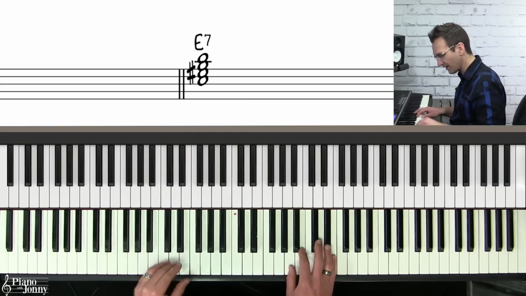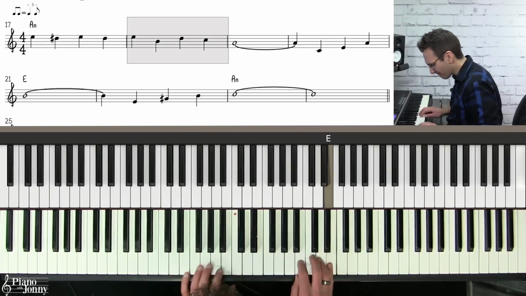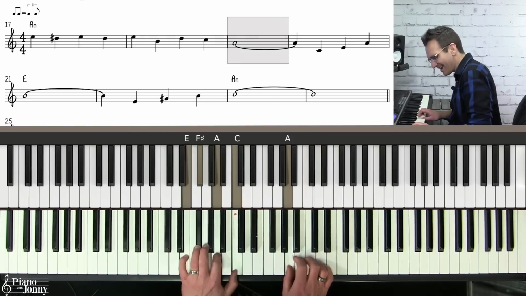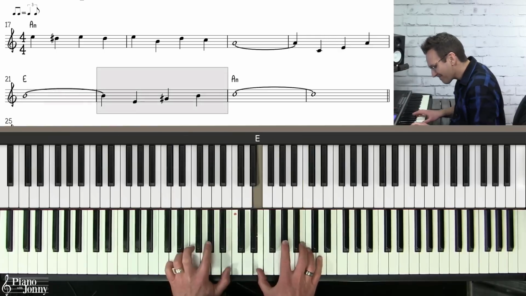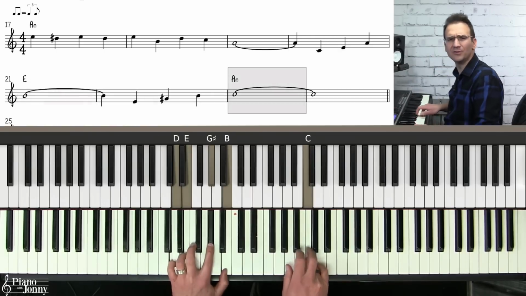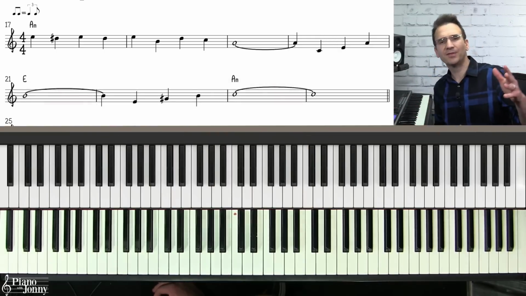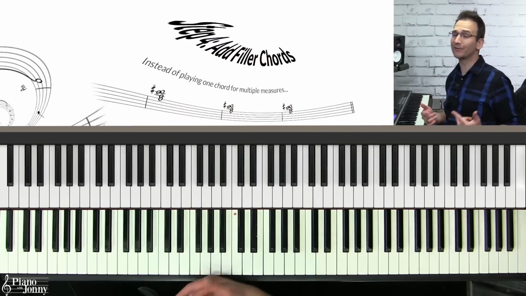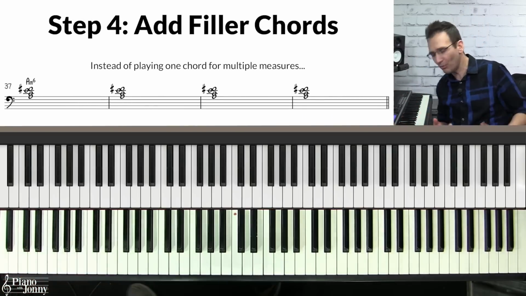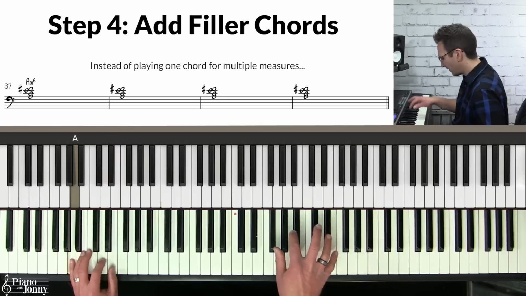Check it out. We're gonna start on A. Okay, there's that A. Here's the E. Okay, has a little more of a bluesy, jazzy sound to it. Now you're probably thinking, okay, Johnny, it's starting to sound a little more jazzy, but I'm getting tired of playing the same chords over and over. I want to add some chords.